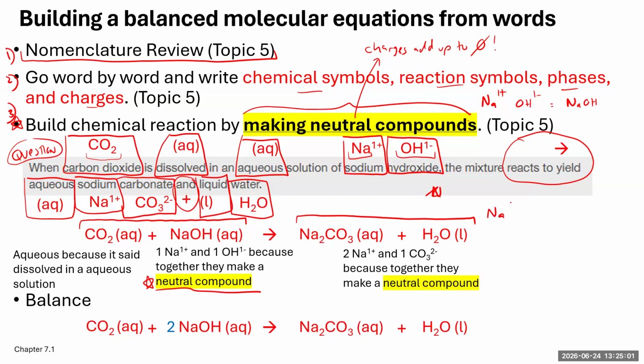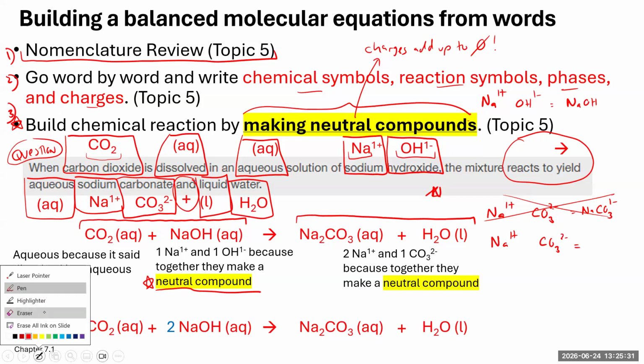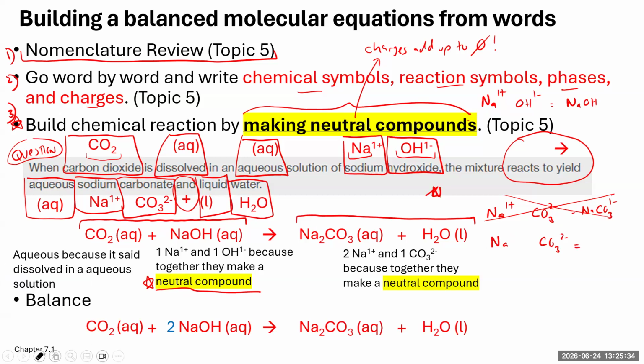Sodium is a 1 plus. Carbonate is a 2 minus, always. Okay? So if you add those up, that's going to be NaCO3, but it's going to be a 1 minus. We don't want that. We want a neutral compound. So let's try again. CO3, 2 minus. So now we have a 1 plus and a 2 minus.